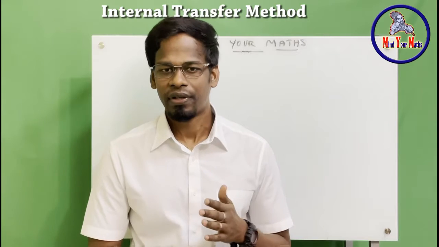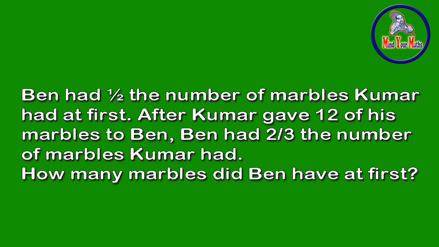I'll just read it out for you. Ben had half the number of marbles Kumar had at first. After Kumar gave 12 of his marbles to Ben, Ben had 2/3 the number of marbles Kumar had. How many marbles did Ben have at first?